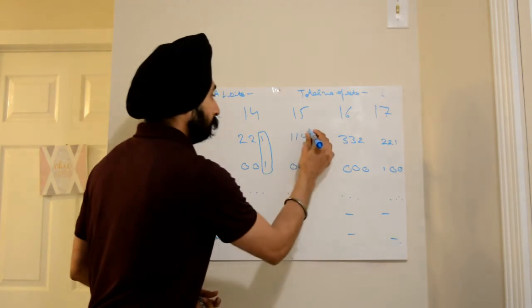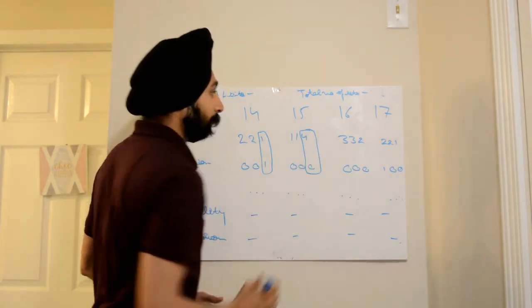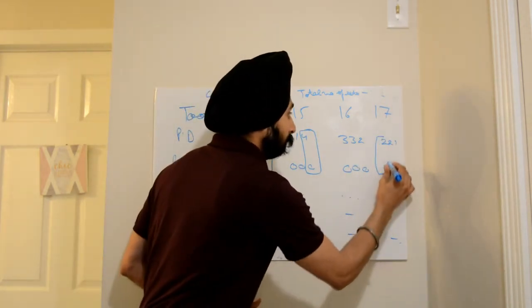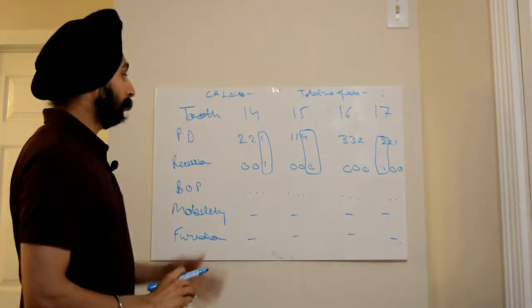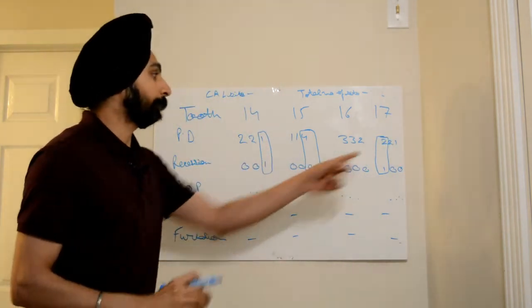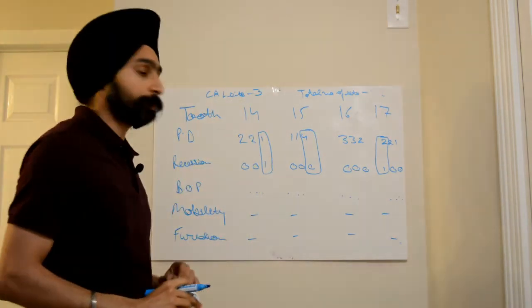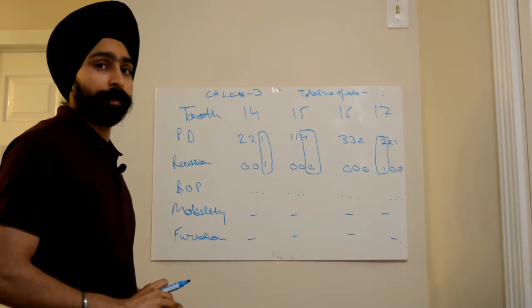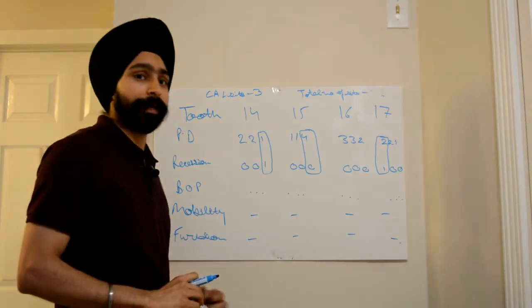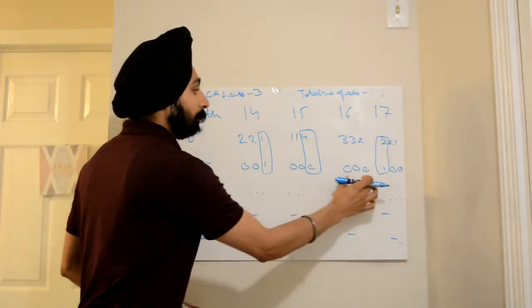Here, here, and here. So 1, 2 and 3. So at 3 sites clinical attachment loss is present. And what is the total number of sites? 3, 6, 9 and 12.